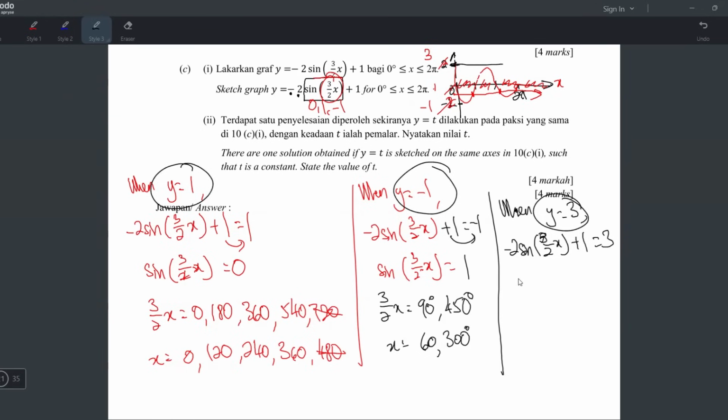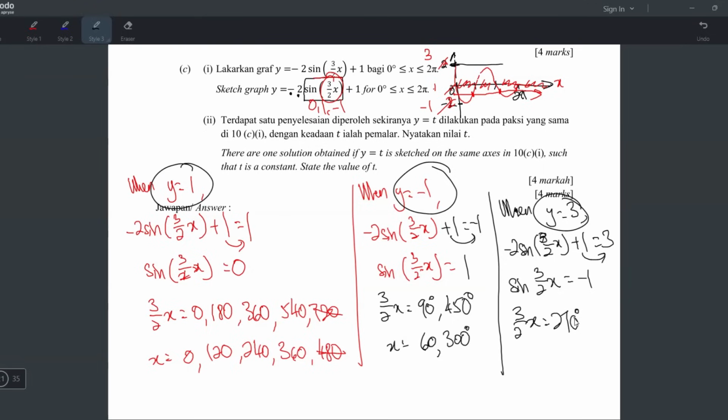Okay, so now we can find x from here. So sine 3 over 2x equals, okay, plus 1 becomes -1. 3 minus 1 is 2. 2 divided by -2 is -1. And if your sine answer is -1, this is also a special case, so this one you have to memorize. It has only one answer, 270 degrees.